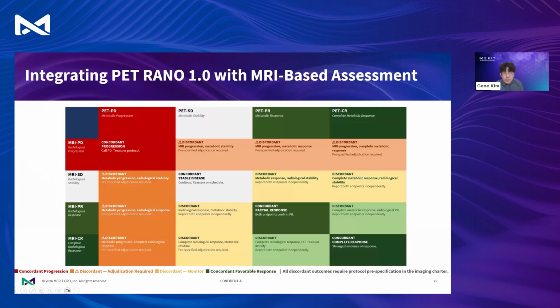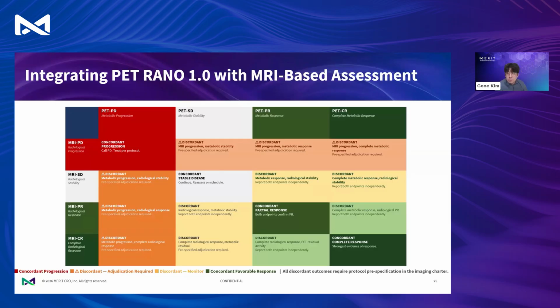One of the most practically important questions is how the PET and MRI findings should be handled when they do not agree. Concordant progression is straightforward, and concordant favorable response is also relatively straightforward. The challenges are in discordance, for example, MRI stable disease with PET progression, or MRI progression with PET findings that appear more favorable. Those scenarios cannot be left vague.